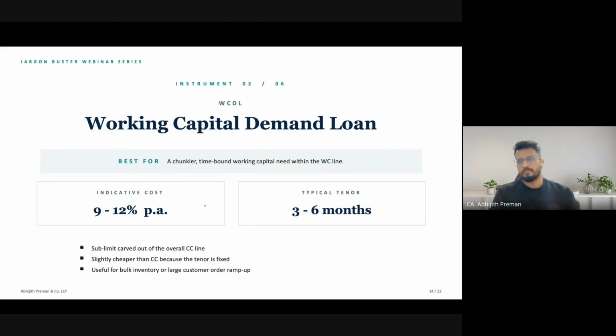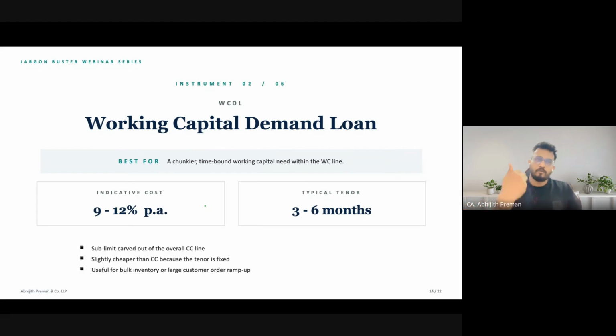But in some cases, banks charge 2% extra for additional limit. Useful for bulk inventory or large customer order ramp up. So even in case you get a bigger customer order, a very big export order this time, which you never expected, and you don't have money to fulfill that order because you don't have stock in place and all those things.